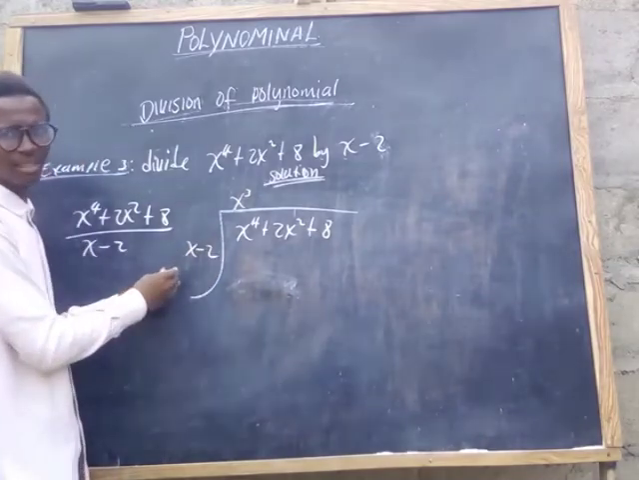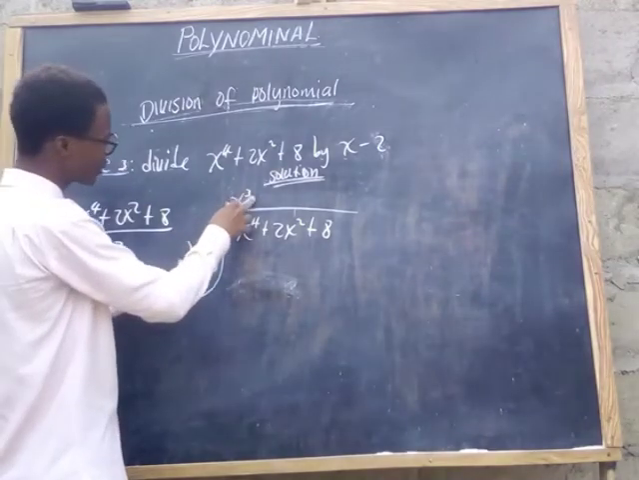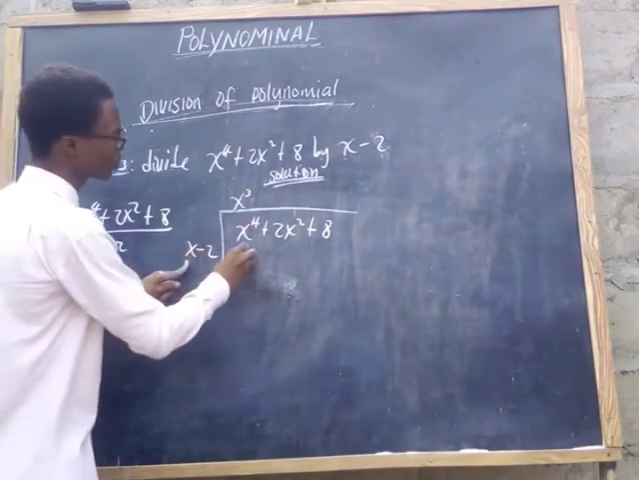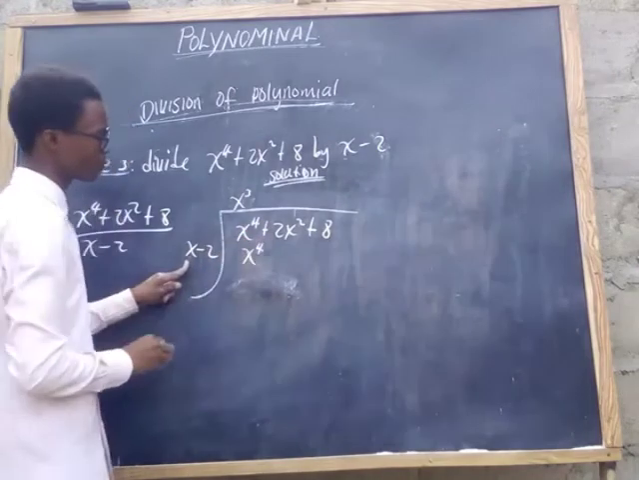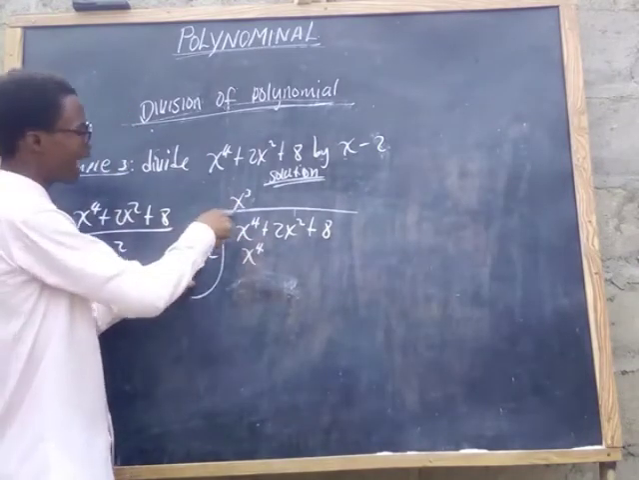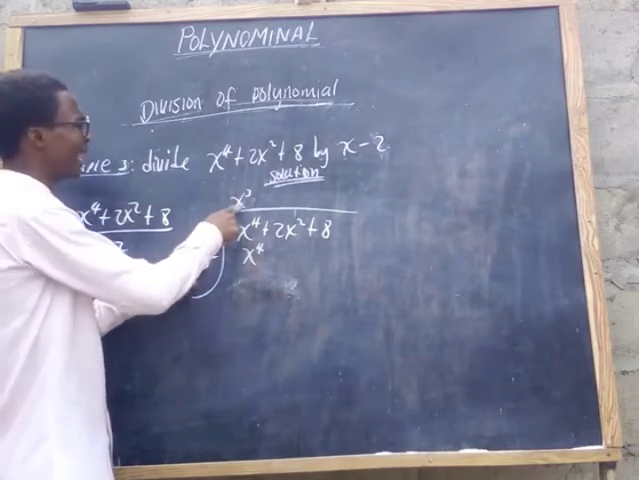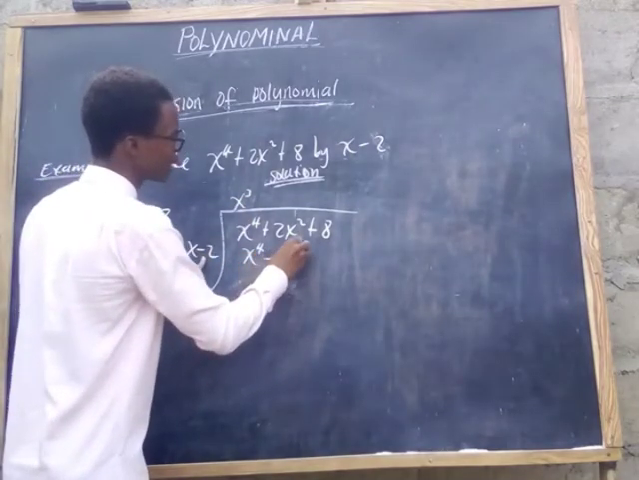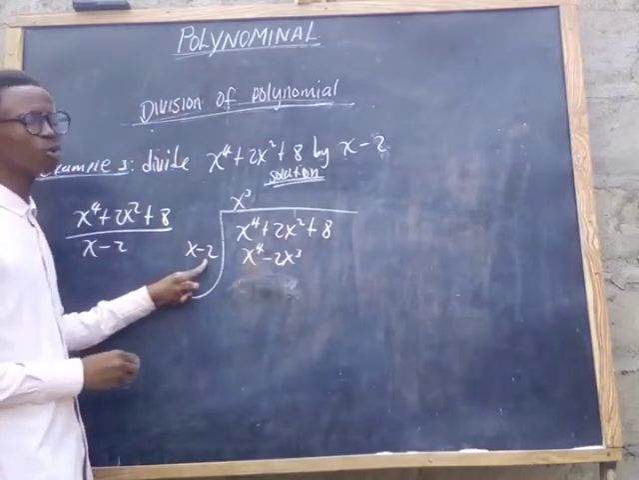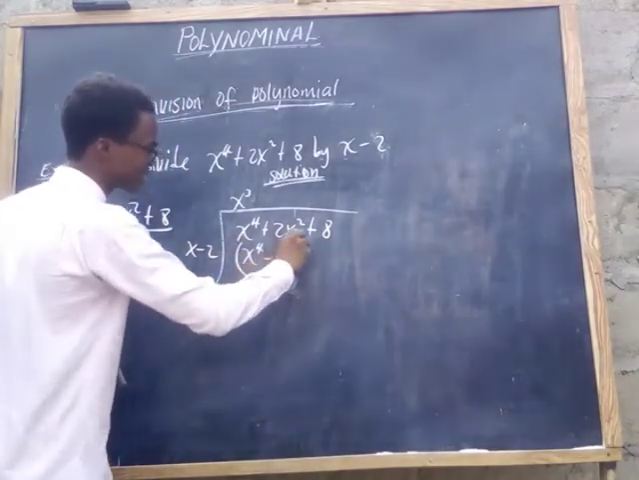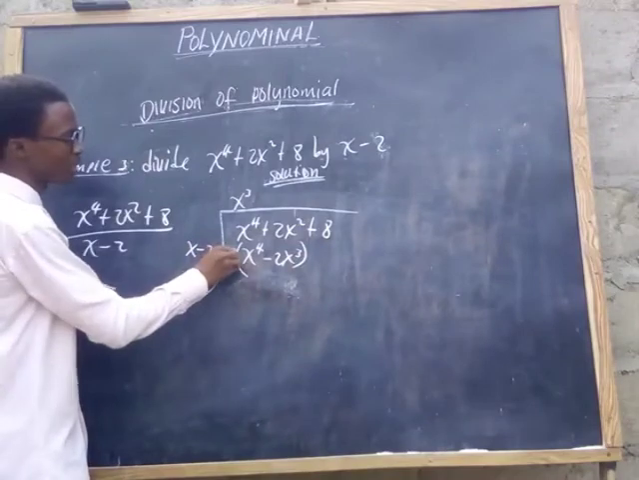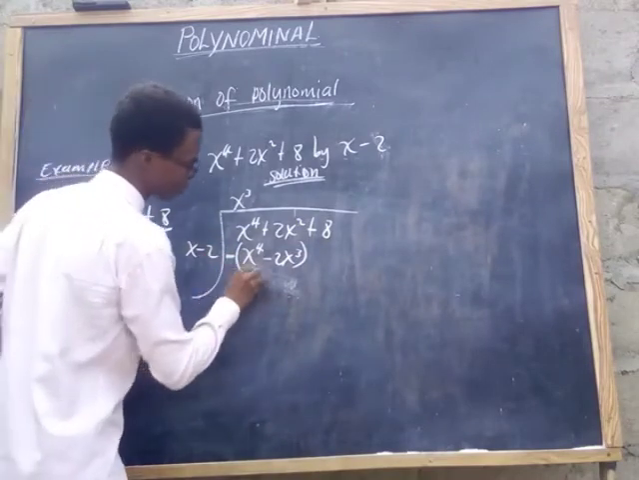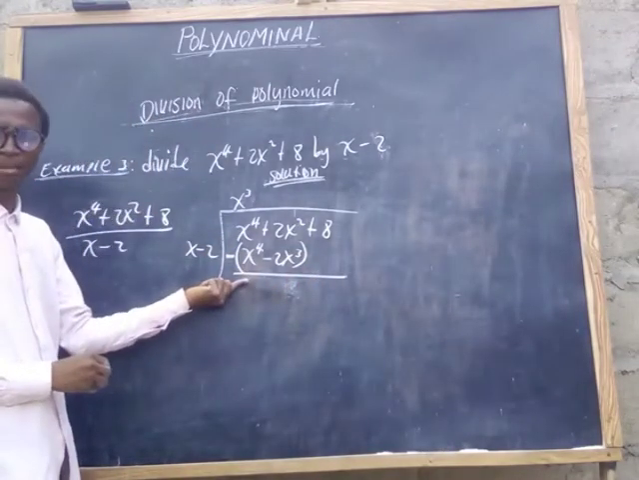You multiply it. Now x cubed times x is equal to x raised to the power 4. Now after that, multiply with this again. X cubed times minus 2 is equal to minus 2x cubed. Now what are you going to do? Same thing again, put brackets. And it will give you what? A negative sign, bracket or minus. Now you underline it. Same procedure.